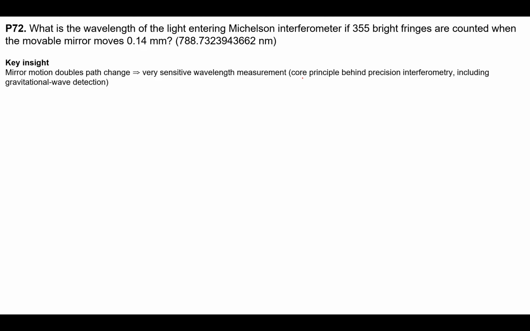So if there is a mirror one, the light goes to the mirror and then comes back. So that is, as it says, mirror motion doubles the path changes. That's the key thing.